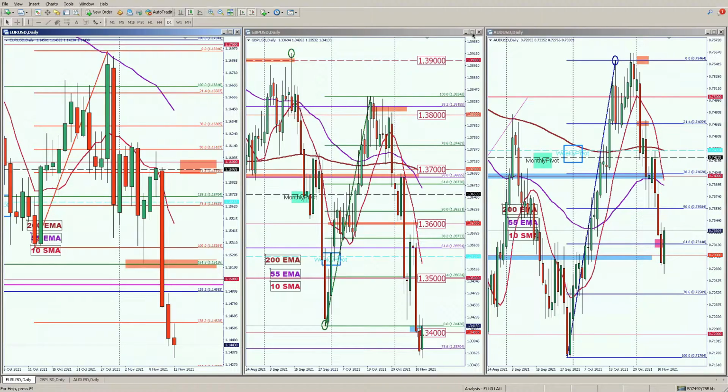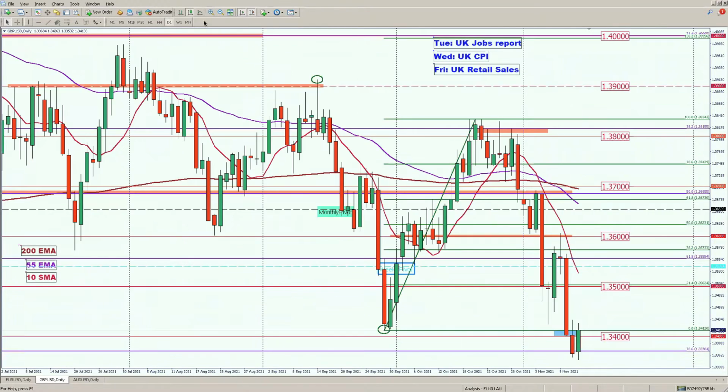Okay, move on to the cable with a similar story, but after the close of the previous week with the doji, it continued higher to retrace and test the 136 resistance zone and close as a doji again, which signaled a possible reversal, which it did.